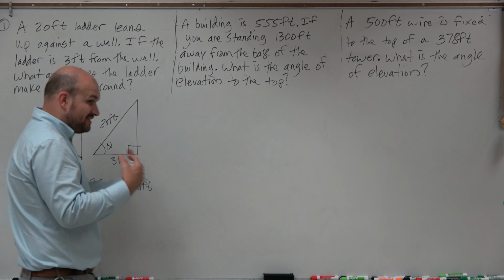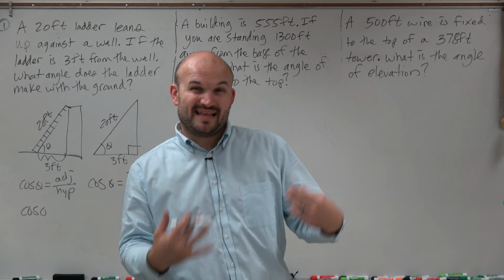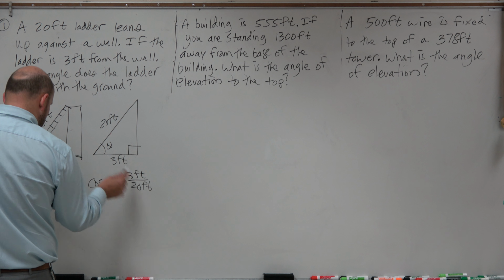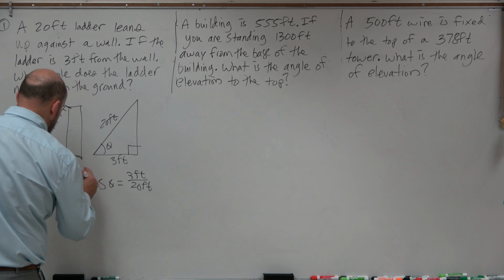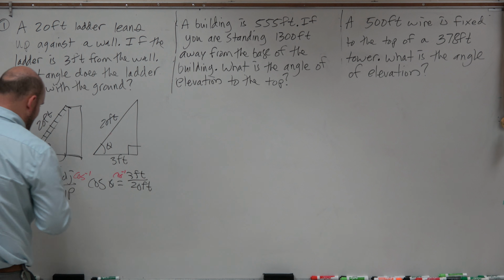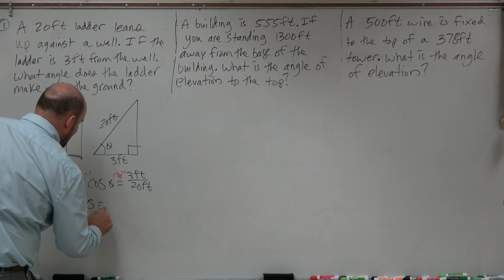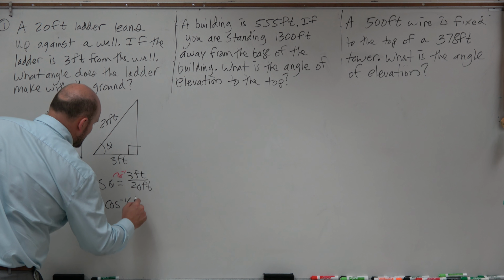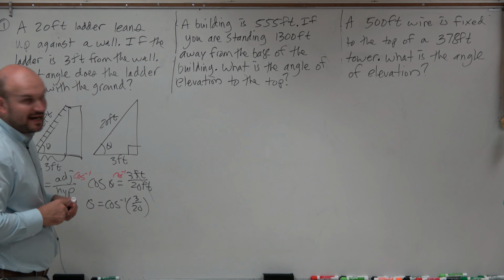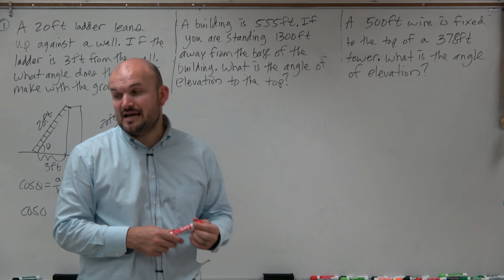Now, to actually solve for theta, we need to undo cosine. So therefore, that's where we come in with this inverse cosine. So basically, we're going to inverse cosine both sides. Kind of looks like this. And therefore, we're just going to be left with theta equals cosine inverse of 3 over 20, because the feet now will divide out. So now what we need to do is just type that into our calculator.